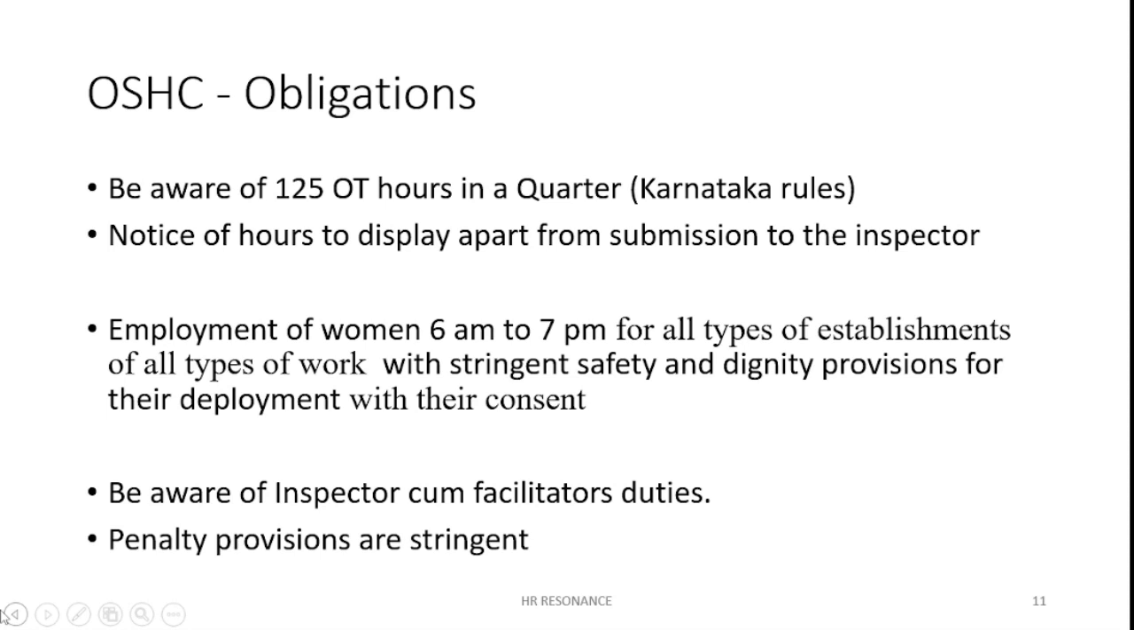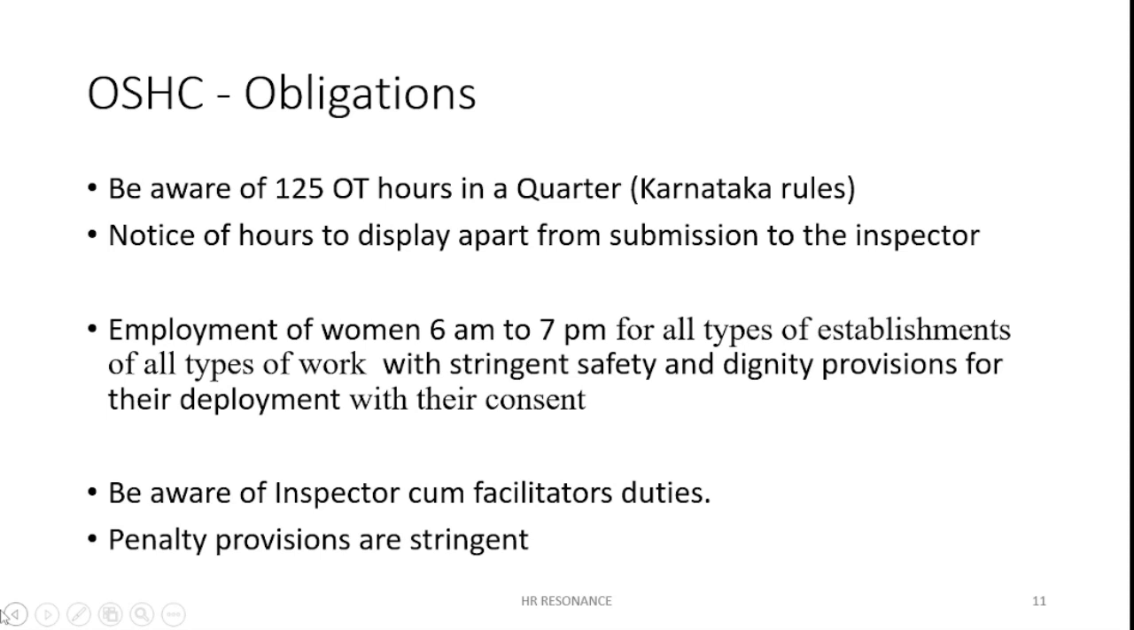Still more important are the provisions for women, for the first time, and it is a welcome move. Employment of women from 6 a.m. to 7 p.m. for all types of establishments, of all types of work, with stringent safety and dignity provisions for their deployment, with their consent. So detailed provisions are mentioned. The employer can look further into that, but this is a good move for women employees to work in all sorts of establishments. Of course, keeping in consideration the safety, training and awareness in that matter.